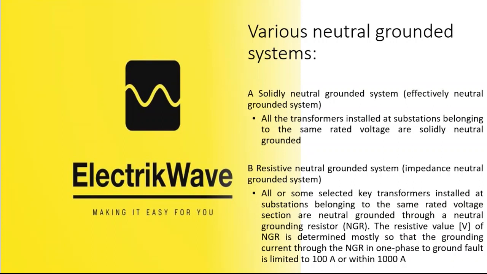All or some selected key transformers, installed at substations belonging to the same rated voltage section, are neutral grounded through a neutral grounding resistor. The resistive value of Ngr is determined mostly so that the grounding current through the Ngr in a one-phase-to-ground fault is limited to 100 ampere or within 1000 ampere.